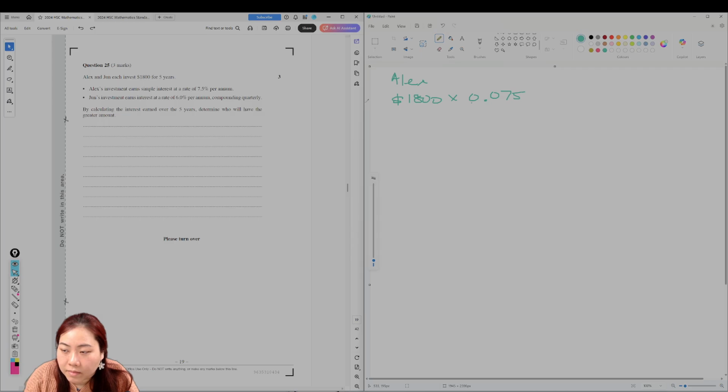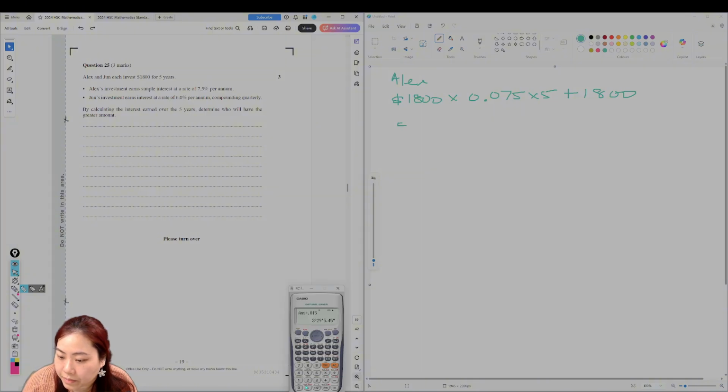0.075. And then we times 5, and we add it back to 1,800. That should do it. So 1,800 times 0.075. That should give you the interest every year. There's 5 years. That's the interest over 5 years, plus the initial amount, 1,800, $2,475. $2,475.